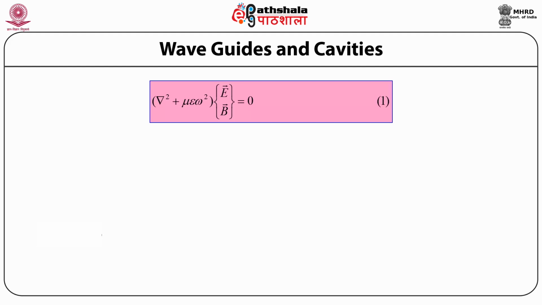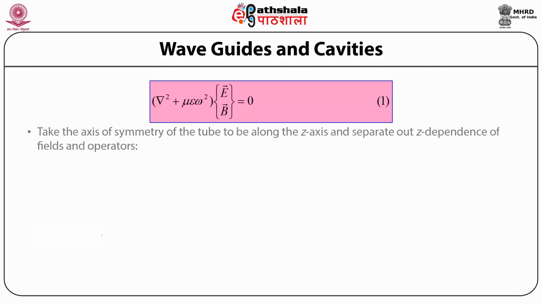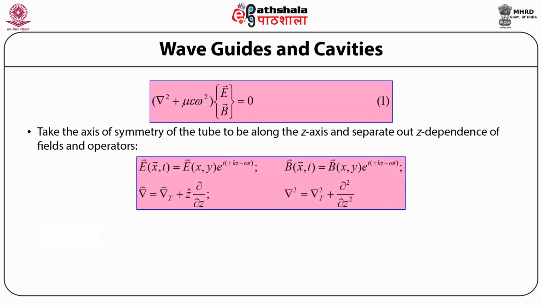So we get these two wave equations for the waveguides and cavities, and when we take the axis of symmetry of the tube to be along the z axis and separate out the z dependence of the fields and operators, then we can rewrite the electric field vector E as a function of the position vector x and time t as vector E as a function of the x coordinate and y coordinate, times e to the power i, bracket open, plus minus k times z minus omega t, bracket close.